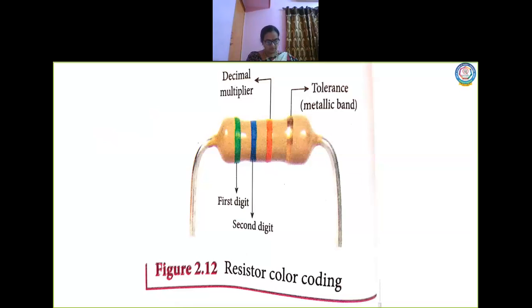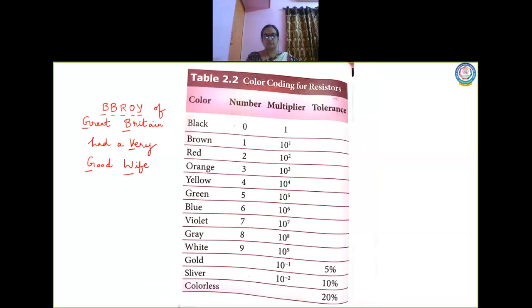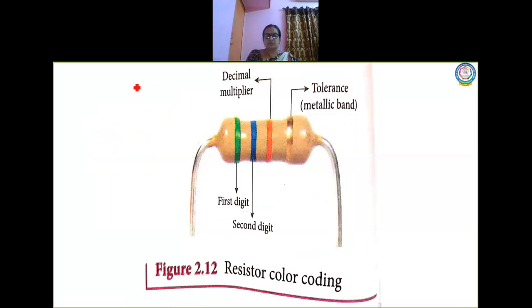Yes or no? So let us go to the first color, green. Now what is the value of green color? The number given for green is 5, and for blue it is 6. So let us write the number here. What is the first number? The first color is green, so it has the number 5, and the second color is blue, so it has the number 6.